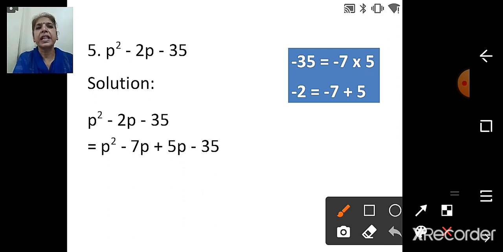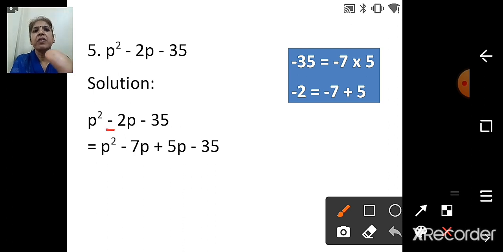Now the product is negative. So the sum being negative, the greater factor gets the minus sign, minus 7. The other factor will get a positive sign. So the factors are minus 7 and plus 5. It is not written plus 5, it's understood. If you check, minus 7 plus 5 gives the sum minus 2. So the factors which we have taken are correct.